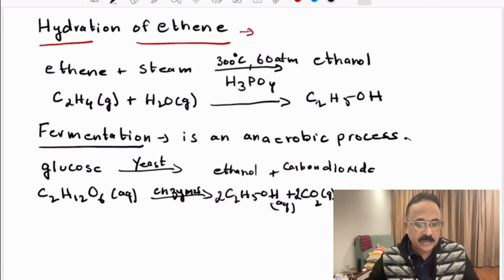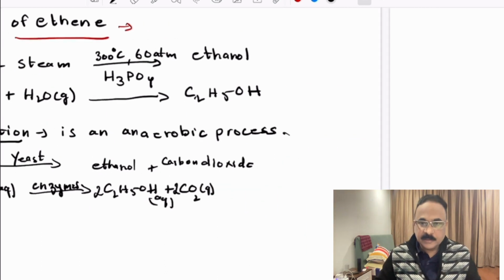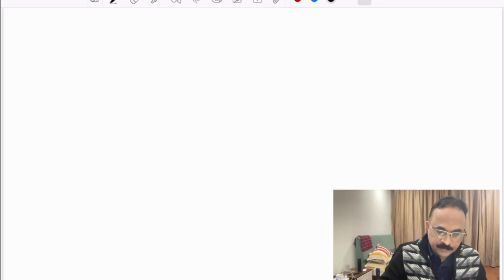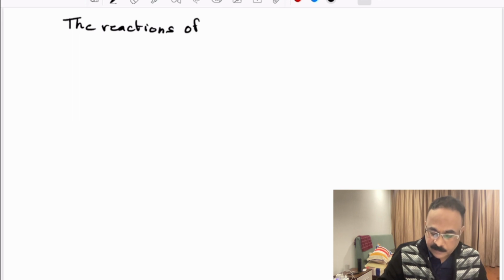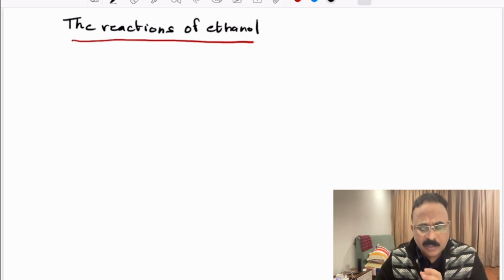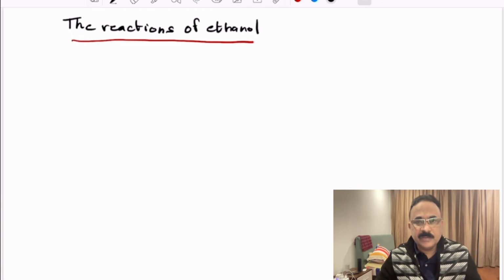Now let's move on to some of the reactions of ethanol. So let's go to a fresh page and write it down. The reactions of ethanol. Now the first reaction of ethanol is that ethanol is used as a fuel, because whenever we burn ethanol, it will give a clear flame, giving out quite a lot of heat and light. So we can use it as a fuel.